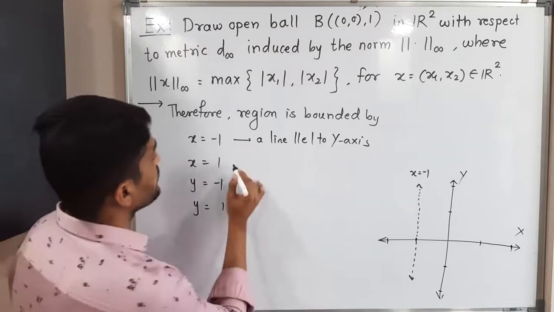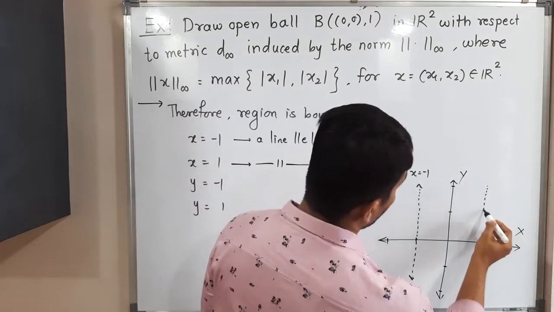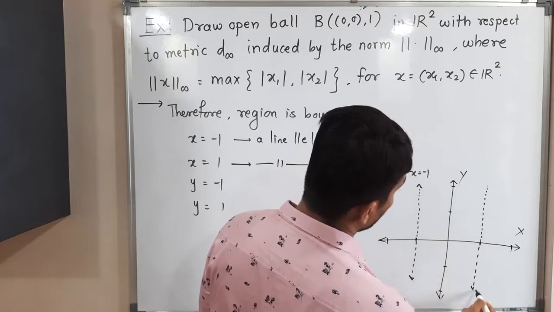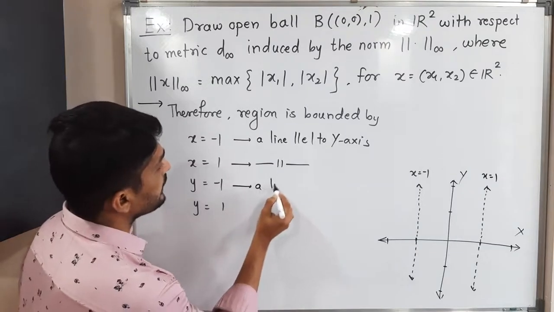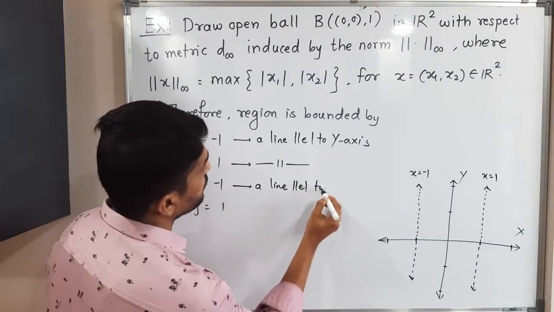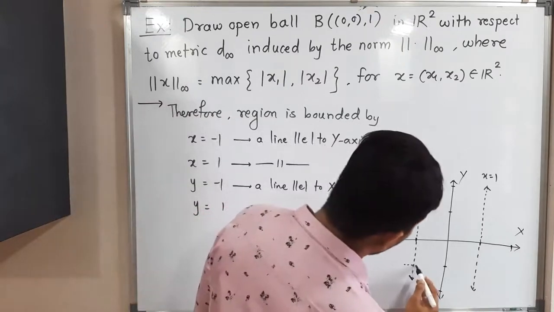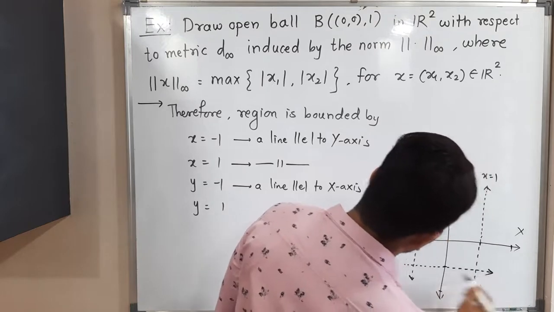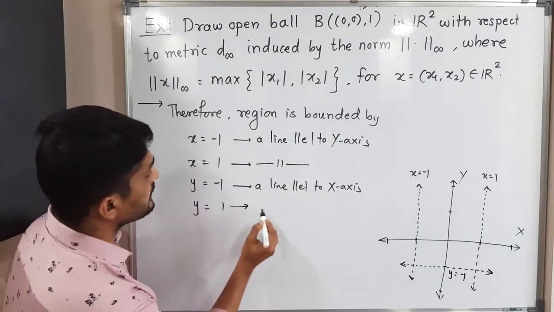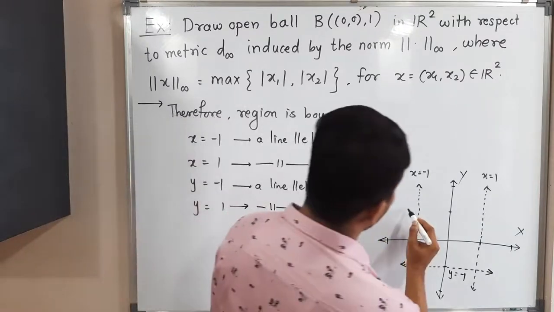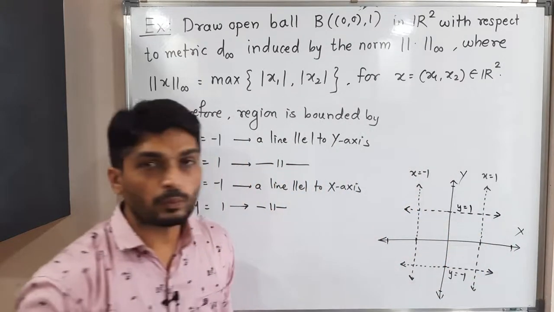Let us go further. X equal to 1 is again a line parallel to the y-axis, but it passes through x equal to 1. So we will have a line like this. This is the line x equal to 1. Next, y equal to minus 1 means a line parallel to the x-axis. Let us draw the line y equal to minus 1. It will be like this. So we have y equal to minus 1, and y equal to 1, again a line parallel to the x-axis that passes through y equal to 1. This line will be like this. So the region is bounded by these 4 lines.